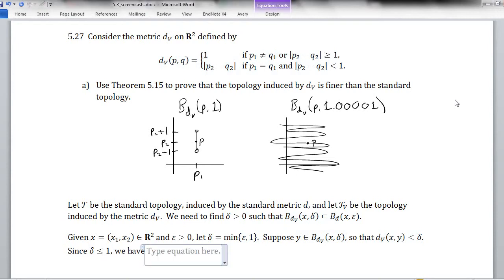Distance from x to y is, I'm sorry, lost my place. Try again. We have that, in this case, x1 is equal to y1. And as I mentioned, the distance d sub v from x to y is equal to just the distance between the second coordinates.